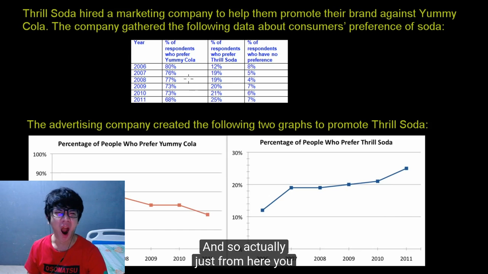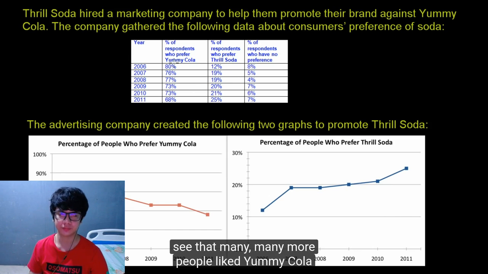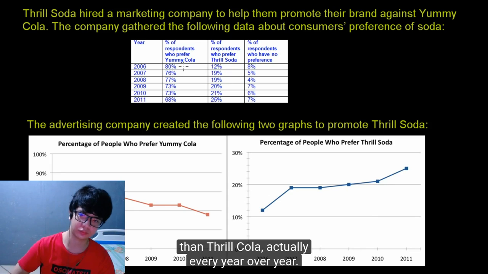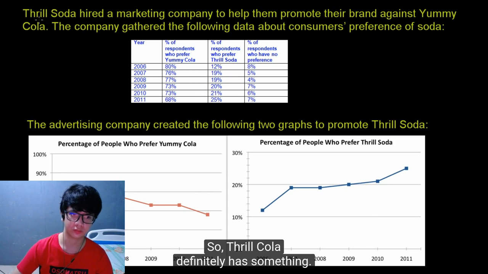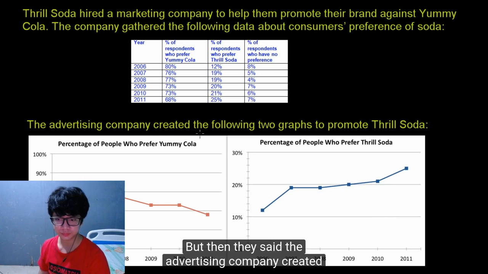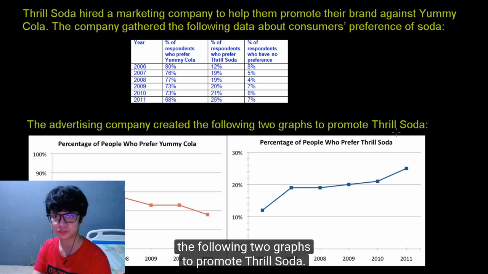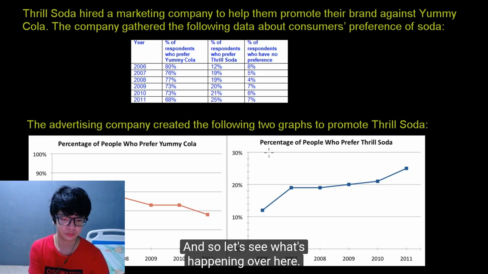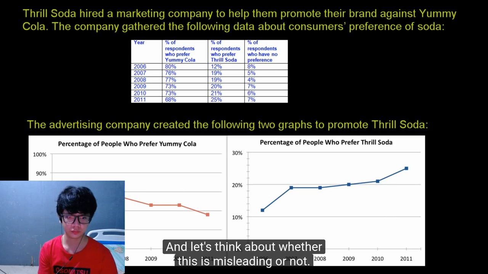And so actually, just from here, you see that many, many more people liked Yummy Cola than Thrill Cola, actually, every year over here. So Thrill Cola definitely has something. They have an uphill battle. But then they said the advertising company created the following two graphs to promote Thrill Soda. And so let's see what's happening over here, and let's think about whether this is misleading or not.